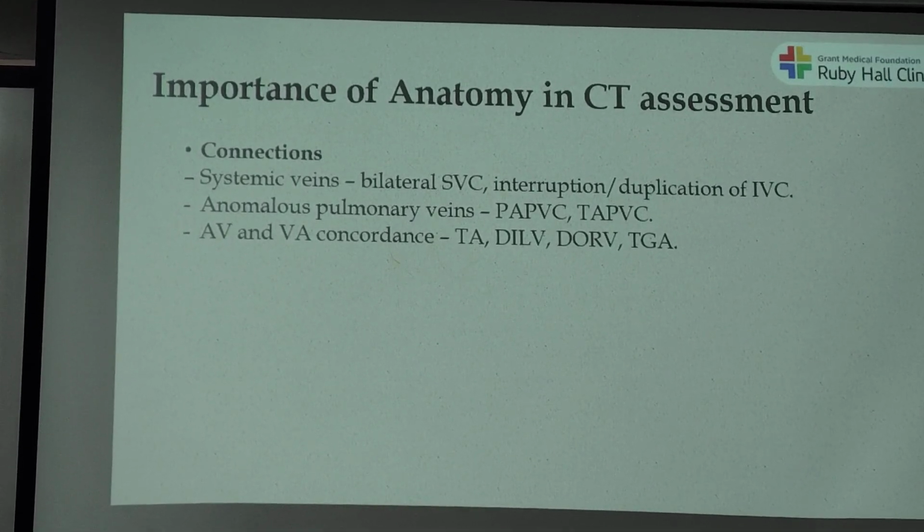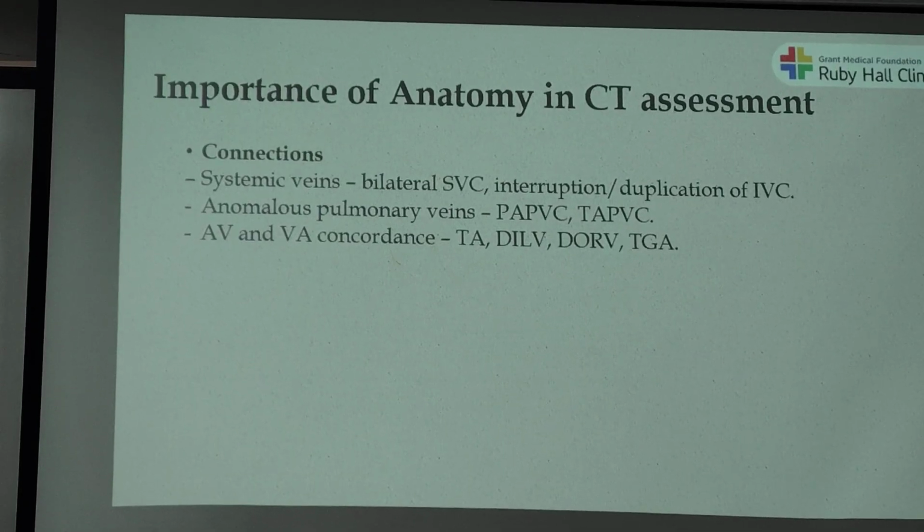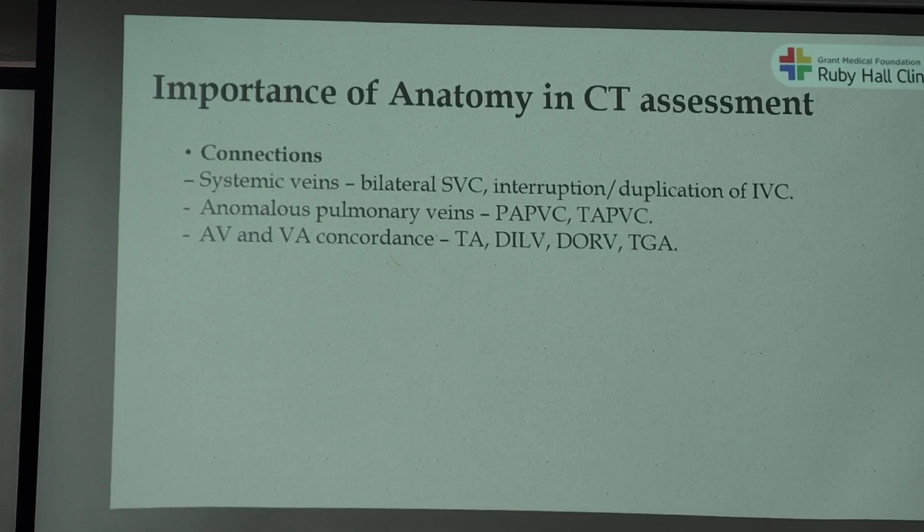So I told you about AV and VA concordance. There are multiple defects associated with this, which is tricuspid atresia or double inlet LV or double outlet RV. So double outlet RV is where aorta and pulmonary artery both are arising from the right ventricle. So if you are not thorough with the anatomy, you will not be able to make this diagnosis.